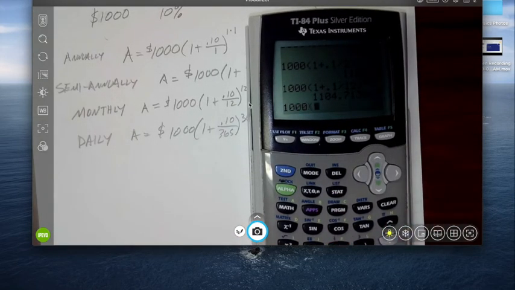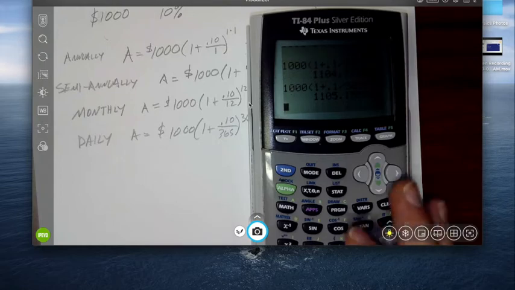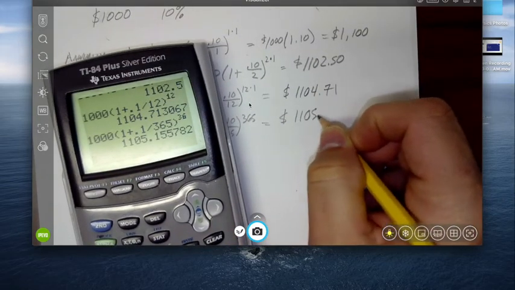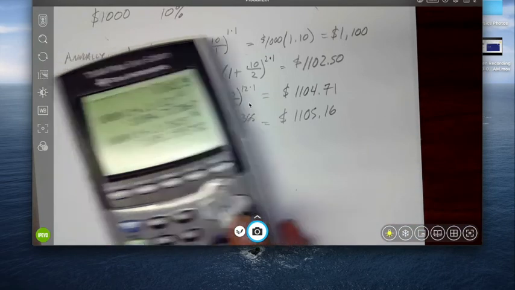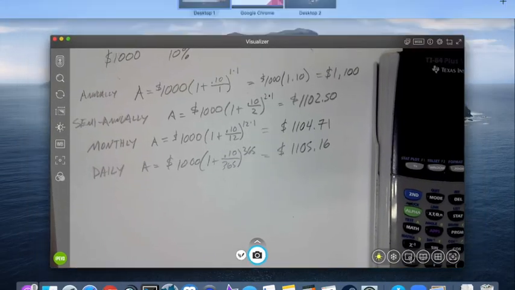If you're in an actual situation where you're trying to invest some money in something, the more times it's compounded, the better. Okay, to the point where at daily we have $1,105.16. So compounding helps increase our money, but it doesn't do a huge thing. Okay, it helps a little. It's not a huge difference.